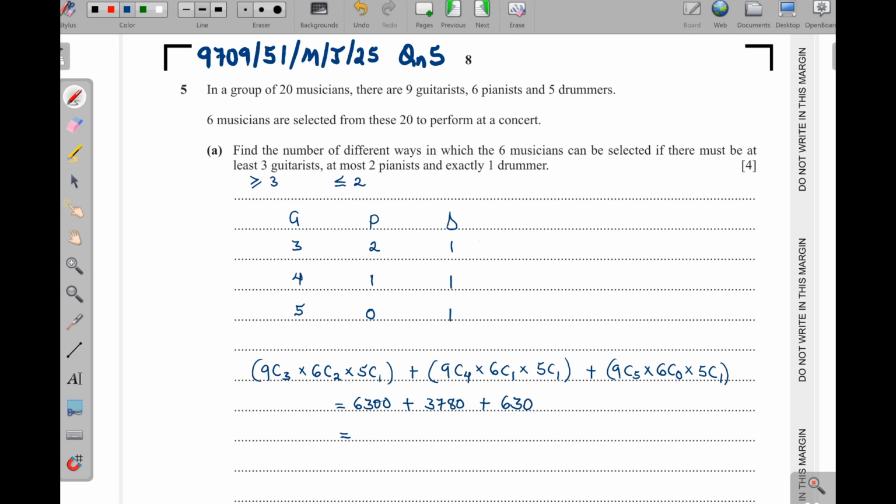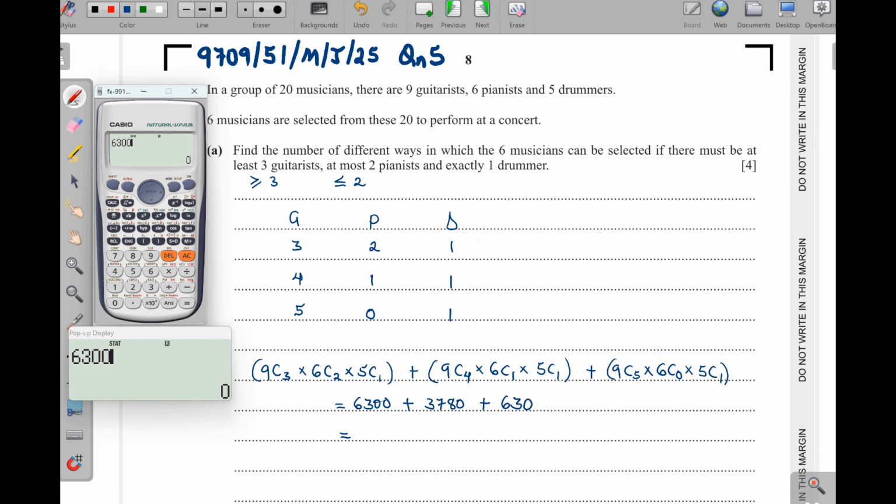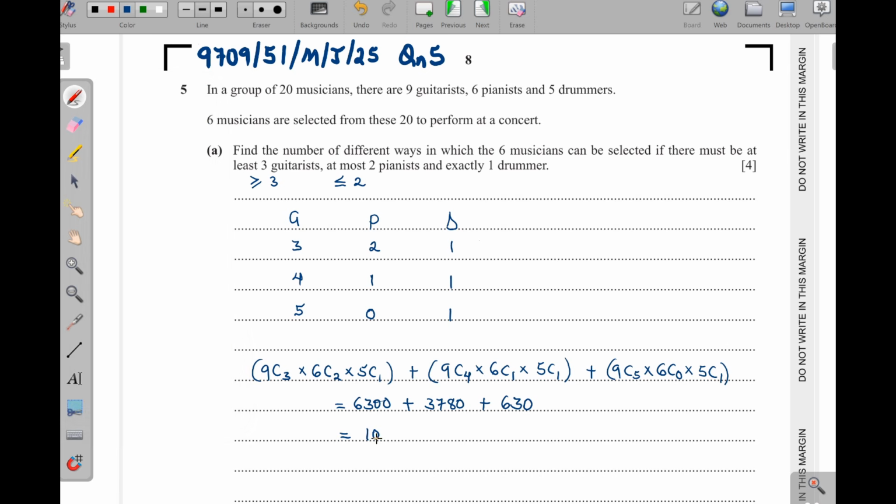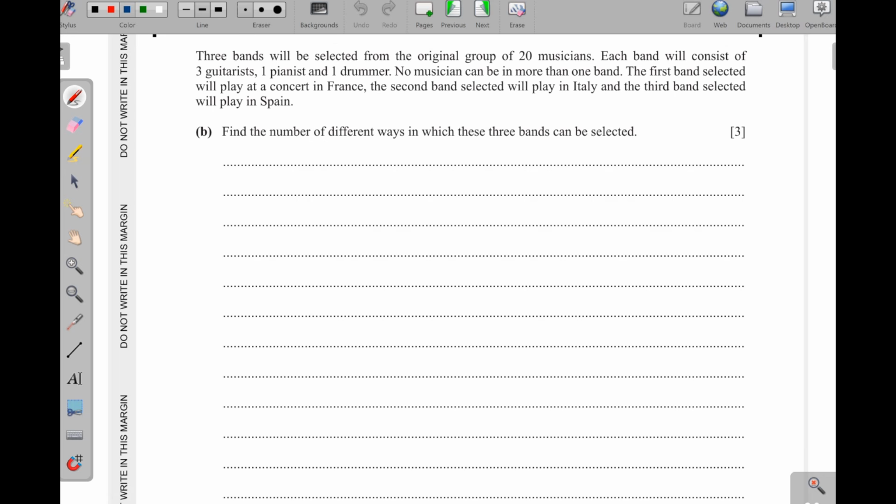Now adding these all together, what do we get? 6300 plus 3780 plus 630. That is 10,720. That is that.